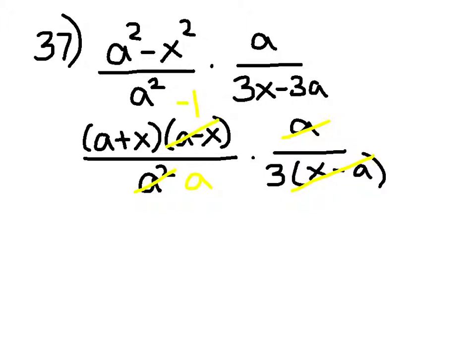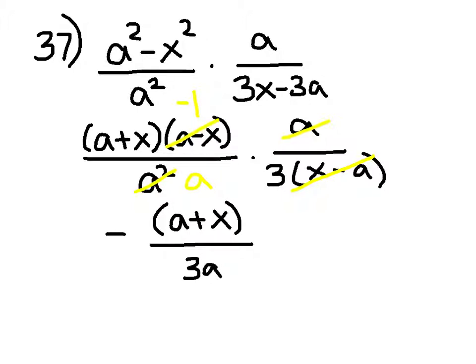So now let's write out what is left as a product. So in the numerator, I have a negative, and then we have a plus x. And then in the denominator, I have a 3a. So my answer would be the negative of a plus x over 3a. I hope that helps.